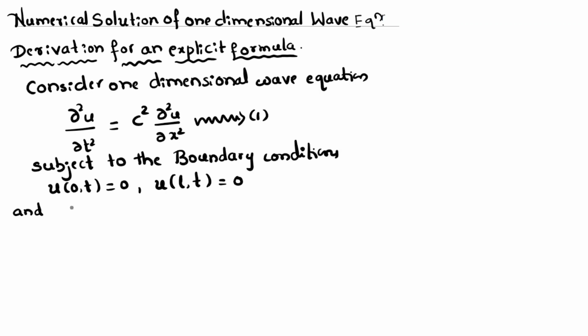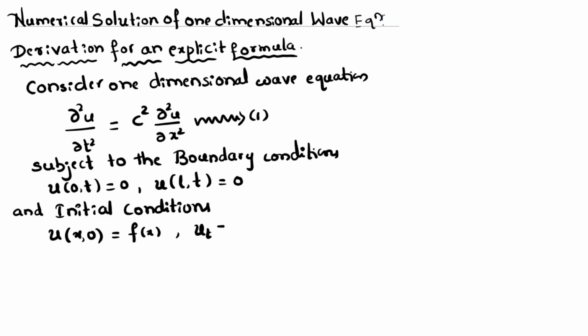And initial conditions are also given. The initial conditions are u of x comma 0 equal to f of x, and u_t, that is dou u by dou t of x comma 0, is equal to 0. So this is the one-dimensional wave equation given with the initial and boundary conditions.